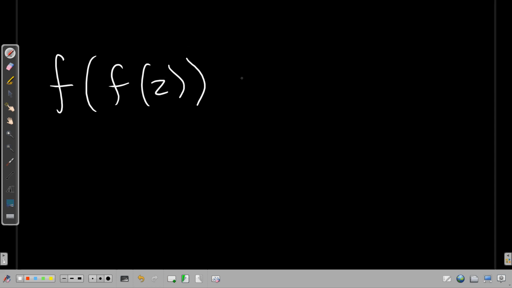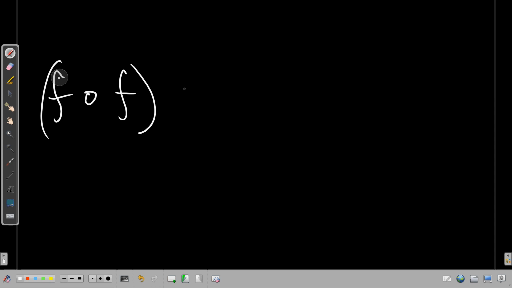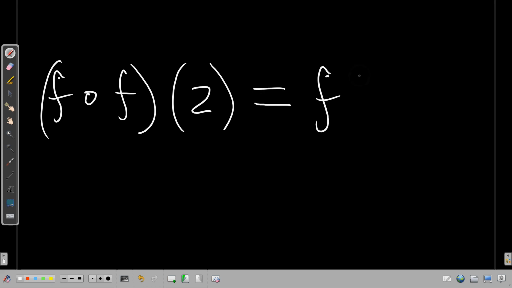This idea of f of 2, f of 2, is, so I should have written it this other way. The correct notation for composition is this little circle, f circle f. This is the name of the new function, f circle f. We want to evaluate it at 2. And then the definition of how you would do that is to take f and evaluate it at f of 2.